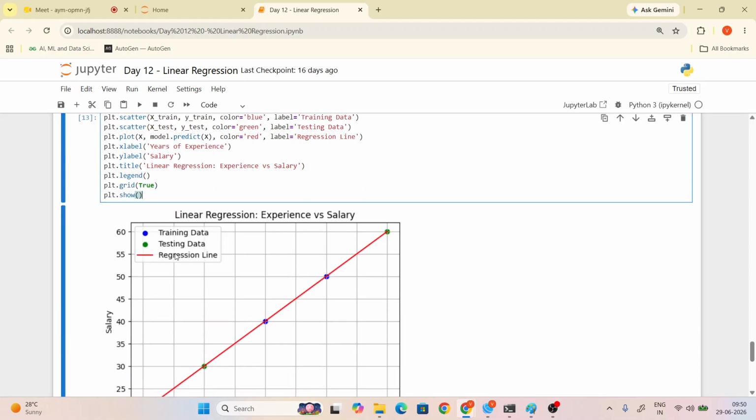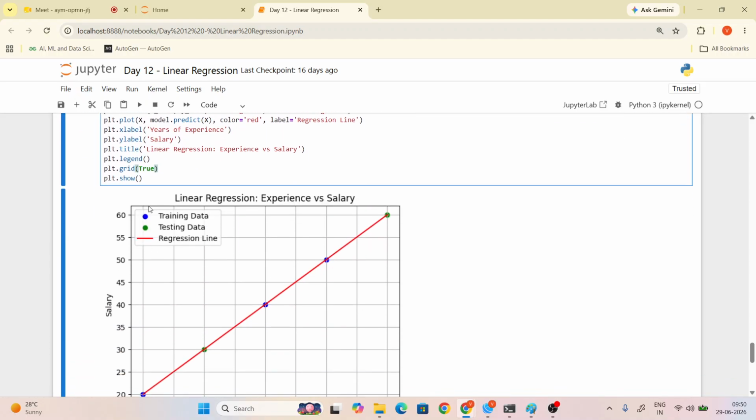What is the grid function? Grid function true means it automatically displays all the grid patterns.